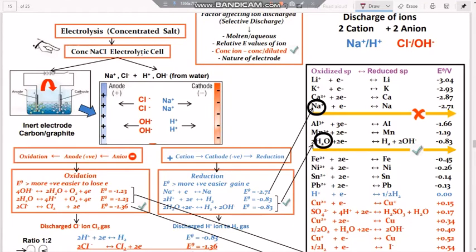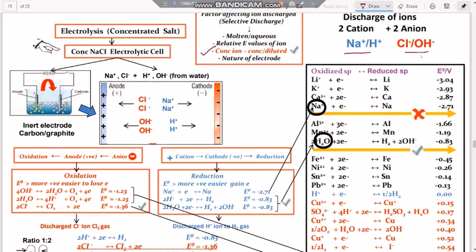Next one, we observe the electrolysis of concentrated salt. We have observed the aqueous solution, that is dilute sulfuric acid. E0 values are different there. We observe the relative nature of the E0 values is also a factor noticed. Here we will see how the concentration of the solution impacts the discharge of the ions, sodium ions and chloride ions. We have cations Na plus and H plus ions in this reaction.